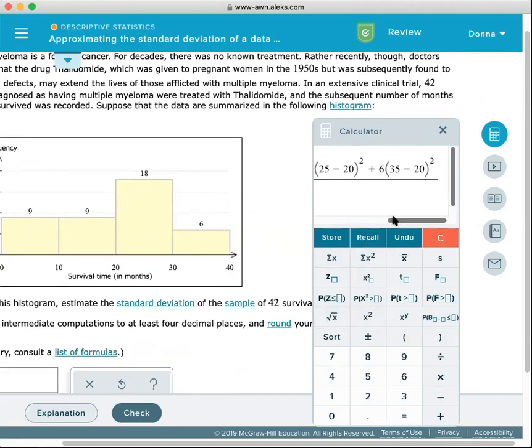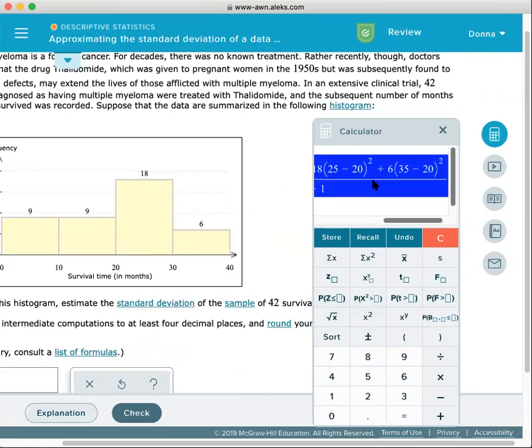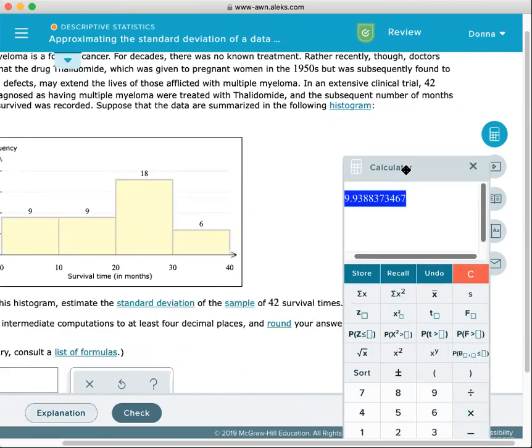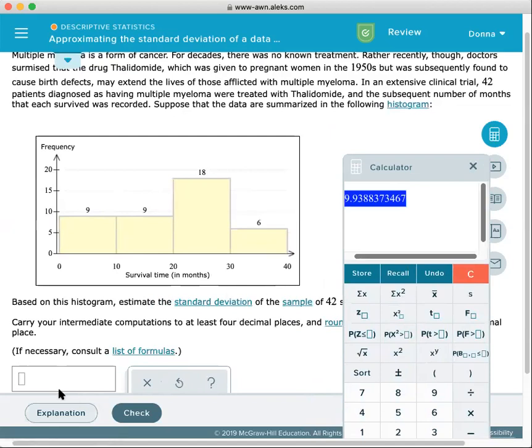And then remember, for the sample standard deviation, we have to add in that correction factor, subtracting that 1. So it's 42 minus 1, or you can write 41. Double click. That highlights the whole expression, and then take the square root. Then we hit equals, and we get 9.9. And they again want us to round our final answer to at least 1 decimal place. So that gives us an answer of 9.9.